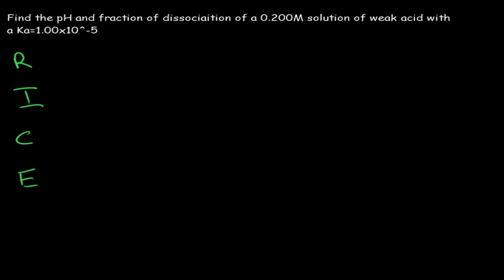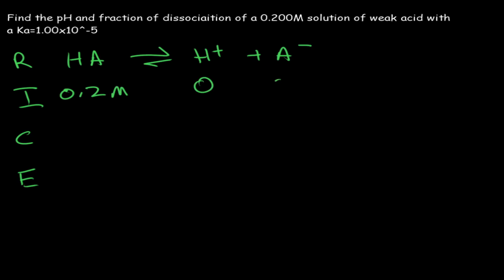So what is our reaction? Well, we have a weak acid, so we can use the weak acid reaction. HA is going to turn into H plus and A minus, right? It's going to dissociate. And what is our initial amounts? Well, since we're not given a volume, and we're assuming that the volume isn't going to change because we're in a flask and it's just a weak acid alone, we can be using molarity as our initial amounts instead of moles. Our initial concentration of our weak acid is 0.2 molar. We don't have any H plus or A minus yet.